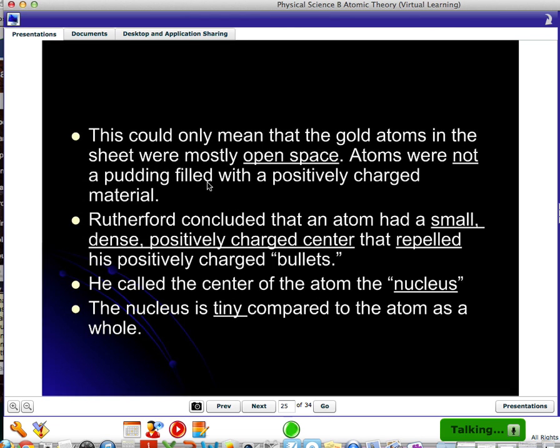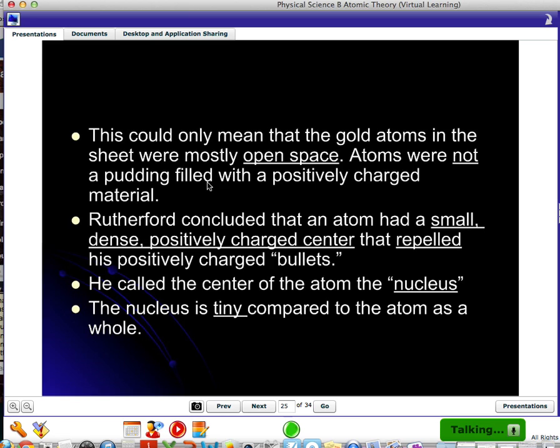So again, the gold foil experiment proposed that atoms were mostly open space, and that atoms were not just a whole positive mess with electrons sticking all over it. He concluded atoms had to have a very small, very dense, positively charged center that repelled his positively charged bullets. So he's the one that came up with the idea of the nucleus, and the nucleus is very tiny compared to the whole of the atom.